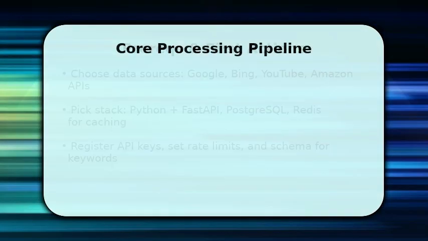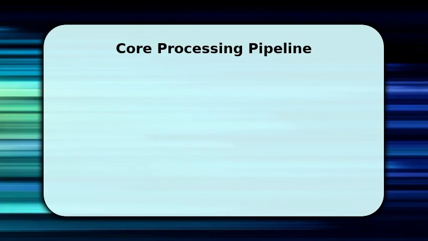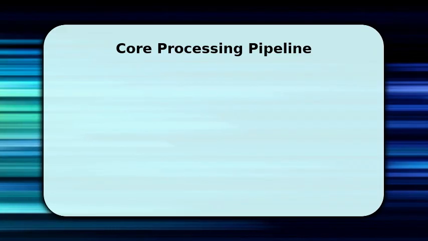Now build the middle, the ETL and scoring pipeline. You dedupe and normalize terms, detect language, and run stemming so variants collapse into canonical keywords. Then compute metrics: monthly volume, trend delta percentage, CPC averages, and a difficulty score from SERP features.